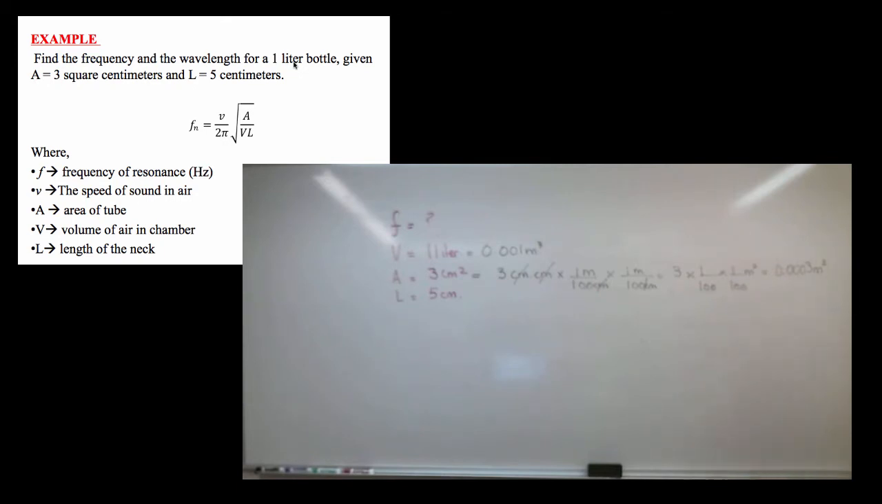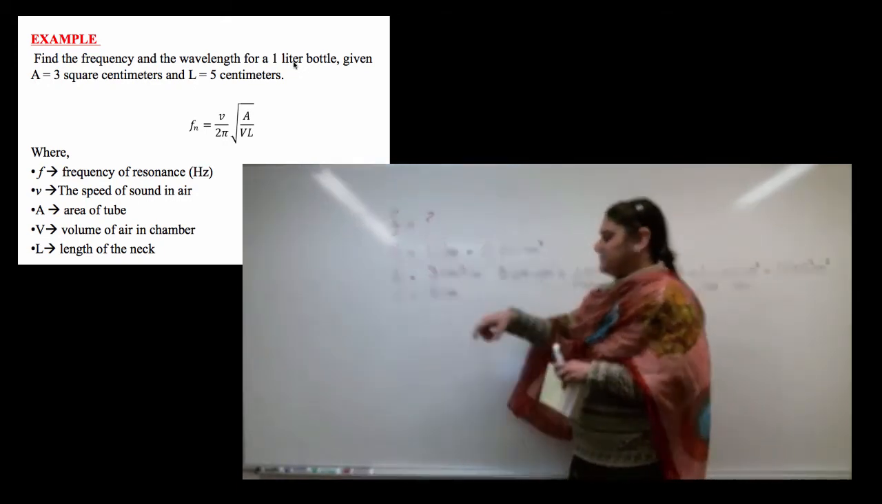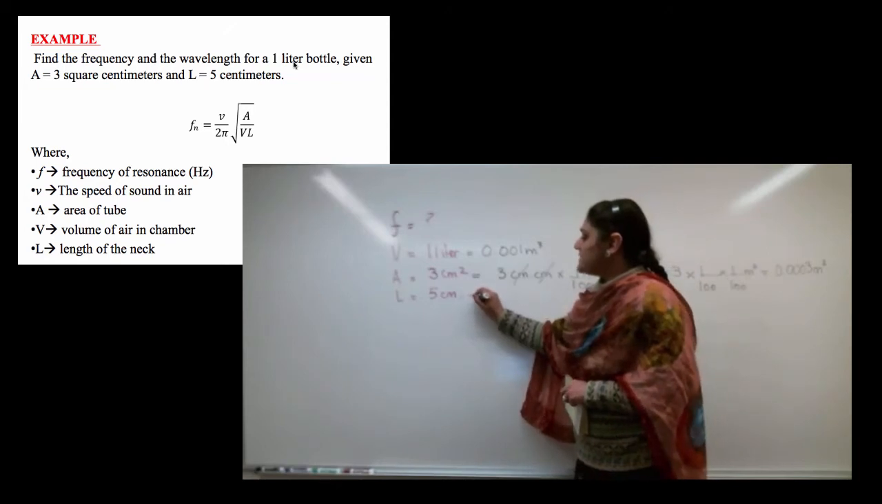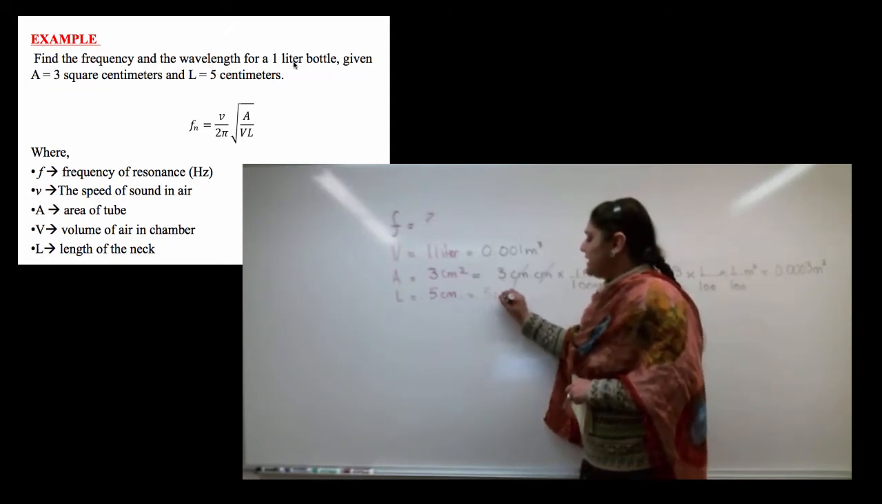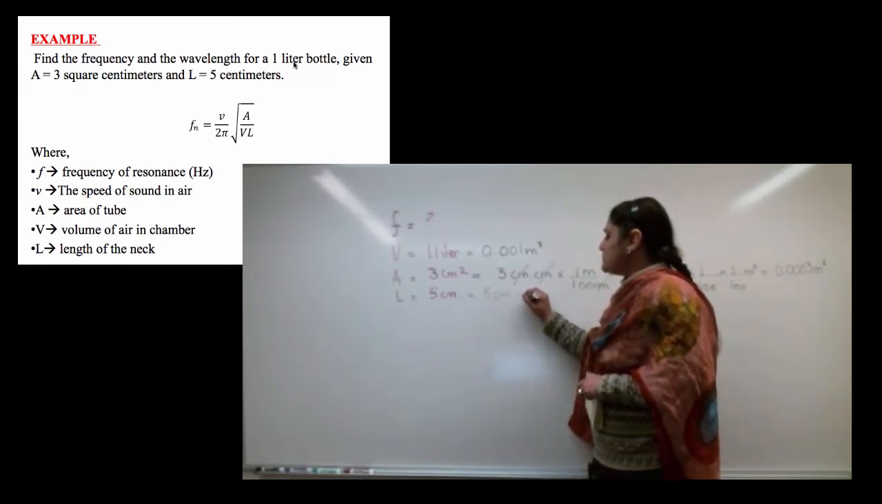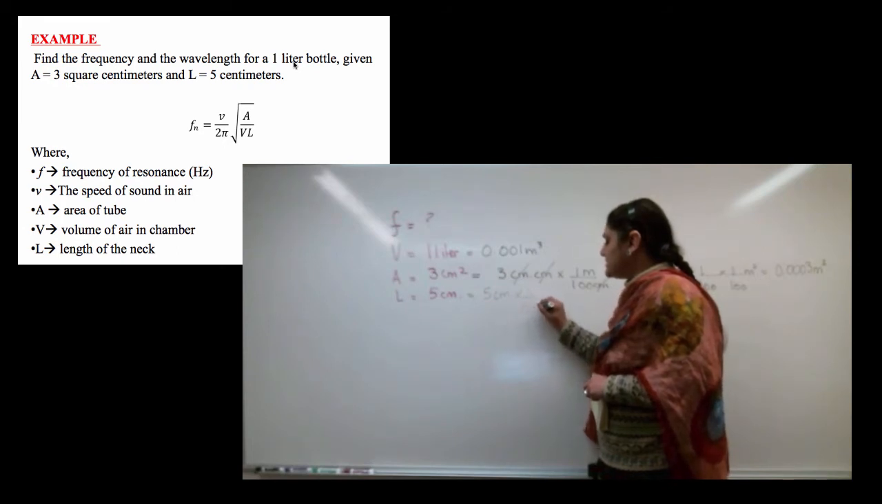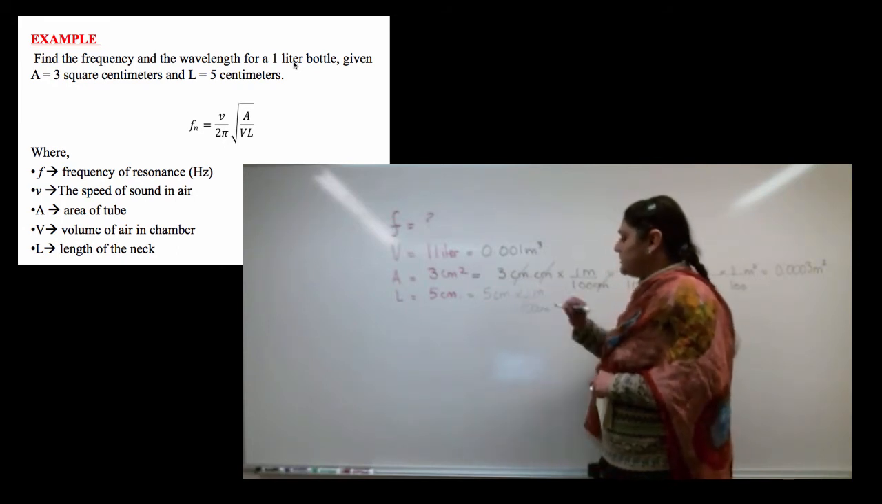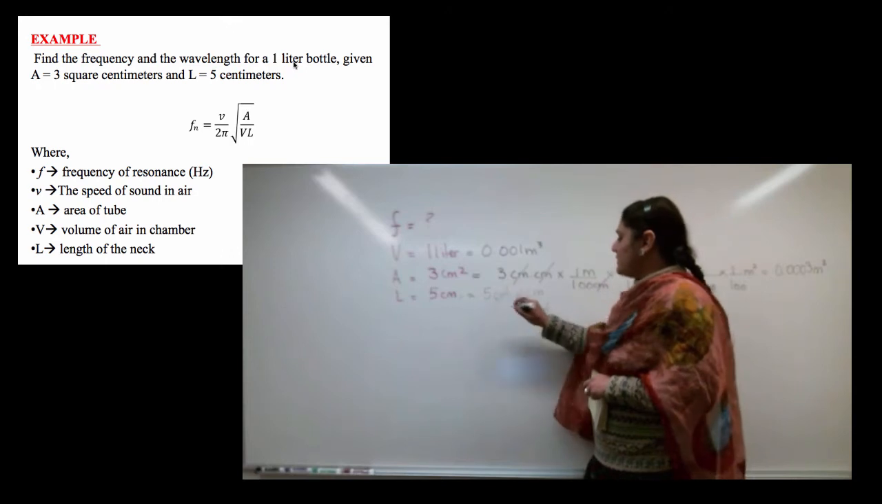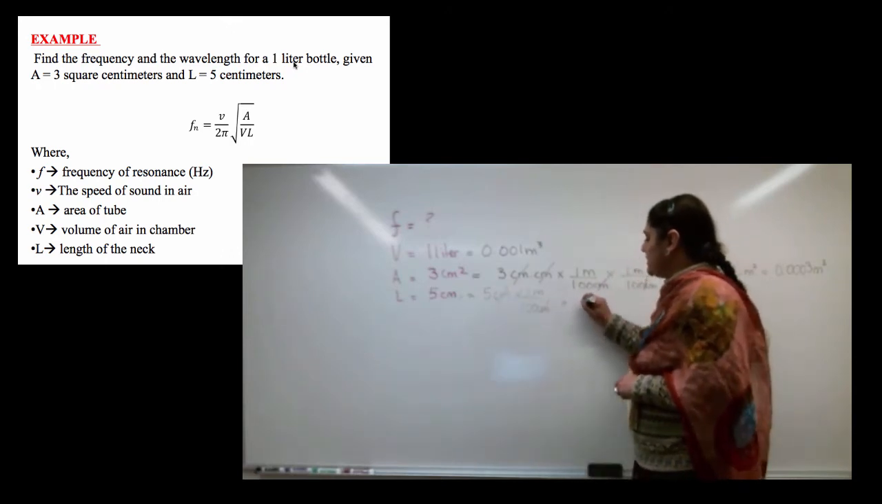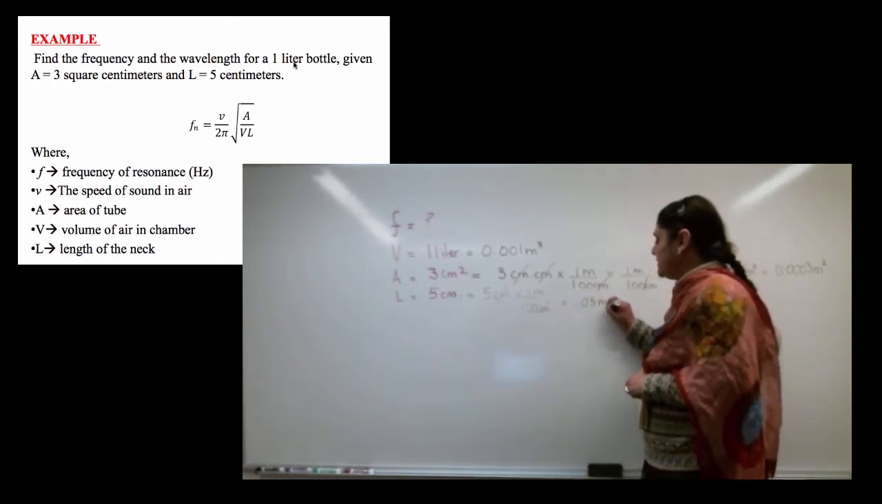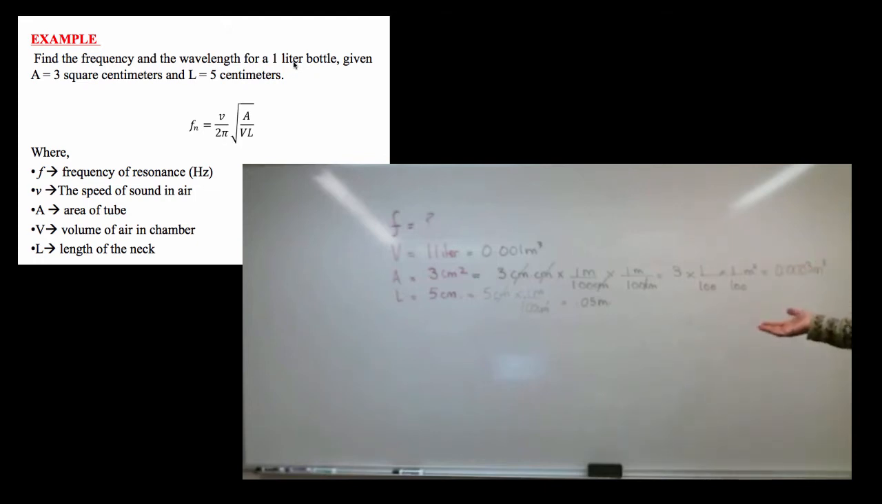Now for your length, this is 5 centimeters, right? So how do I convert 5 centimeters? This is going to be 5 centimeters times 1 meter over 100 centimeters. Centimeters go away, and we get 0.05 meter. So once you've done that, then all that's left is for you to plug these numbers into the equation that's given over there.